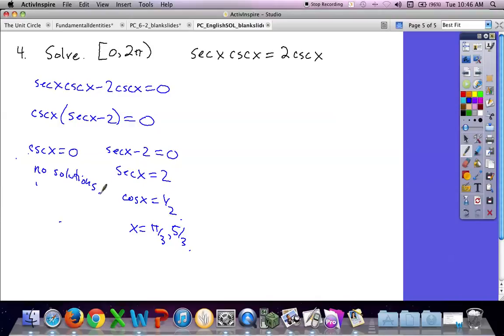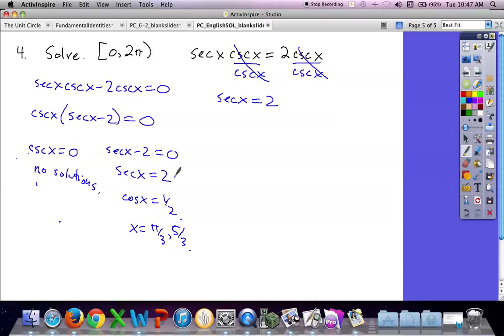And while most of the time in a problem like this, I would say be very careful about dividing both sides by cosecant x, because you don't want to divide by something that could equal 0, if you recognize that it never equals 0, then there's no problem with dividing both sides by cosecant x. Cancel, cancel, and now we've got secant x equals 2, which is what we got in that one anyway.